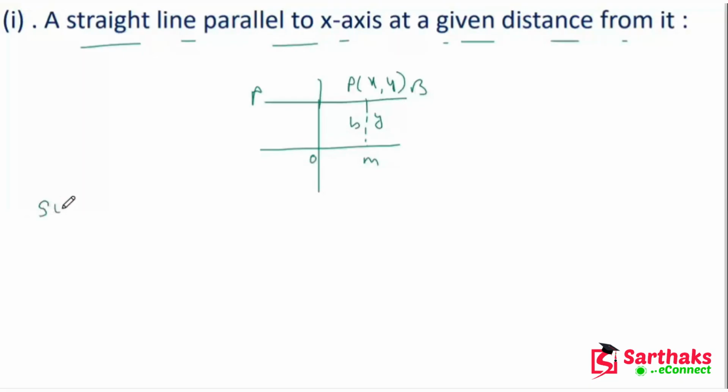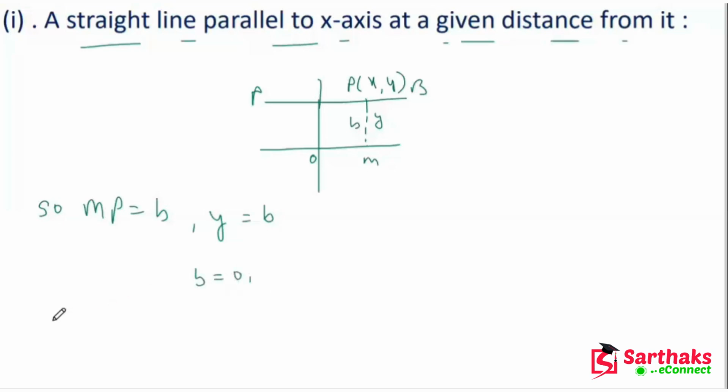So MP is equal to B. We get y is equal to B. Okay, so the equation of the x-axis is y is equal to 0, since B is equal to 0 in this case.